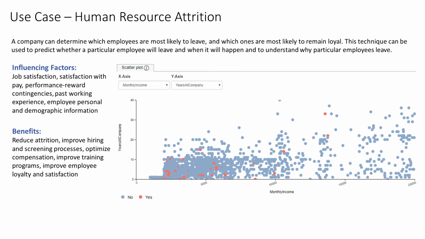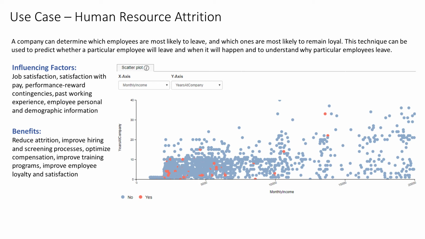The analytical data set will include pay, performance and reward information, past work experience, team member demographic information like gender, age, education, marital status, and employment tenure, as well as job satisfaction rankings for things like satisfaction with pay, survey responses, and more. The business might also include performance reward contingencies.